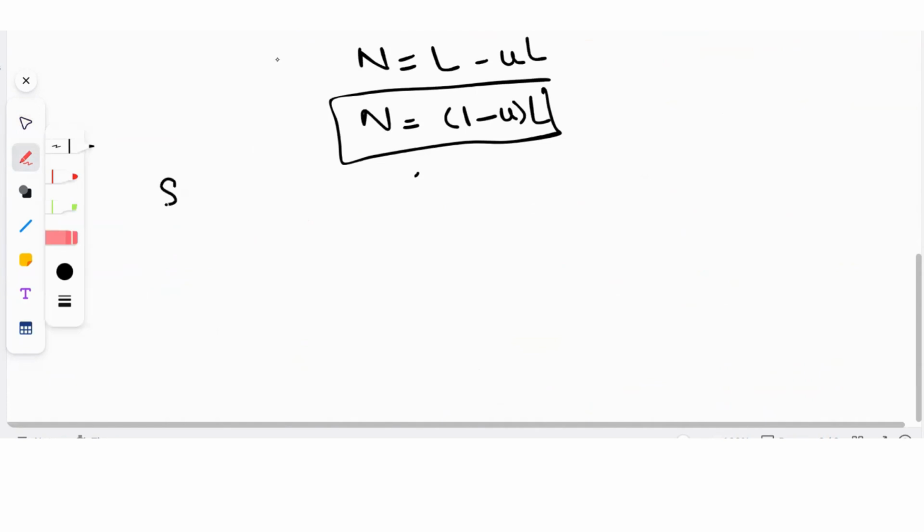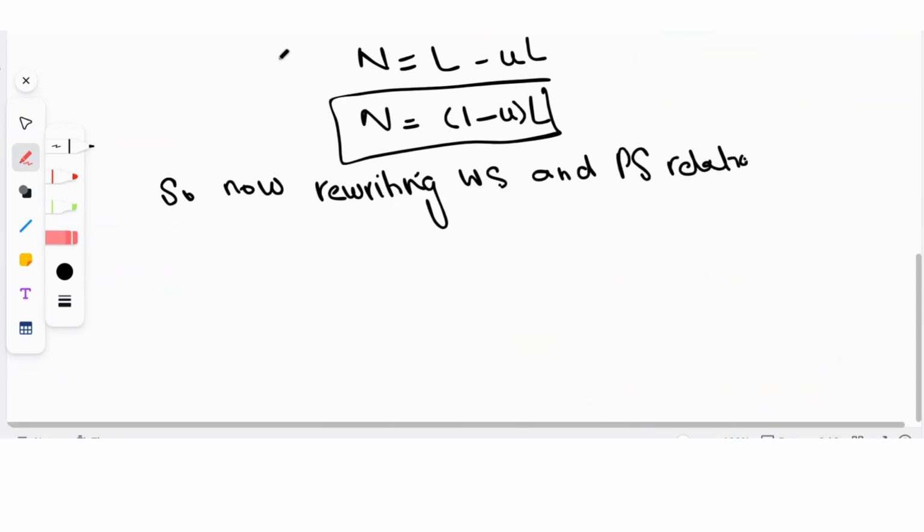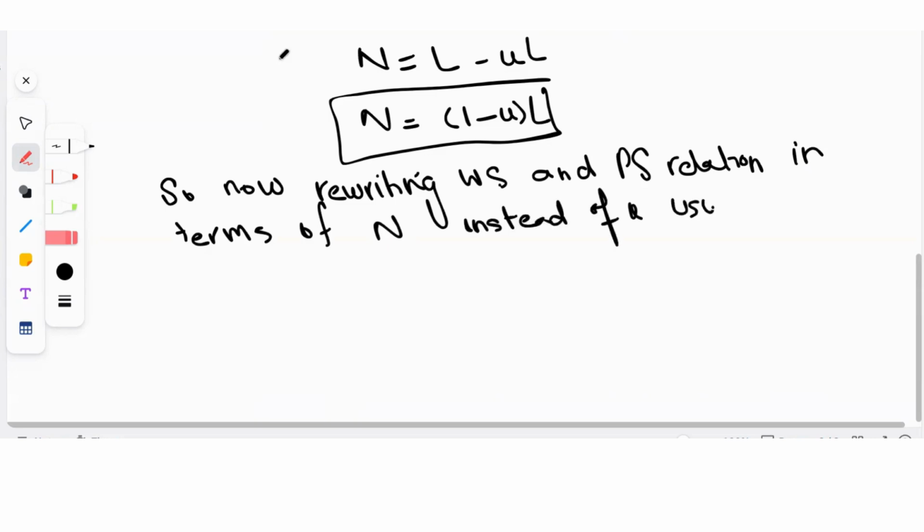So now, rewriting the WS and PS relation in terms of n instead of u, using n is equal to 1 minus u times L. And remember what the WS relation was?